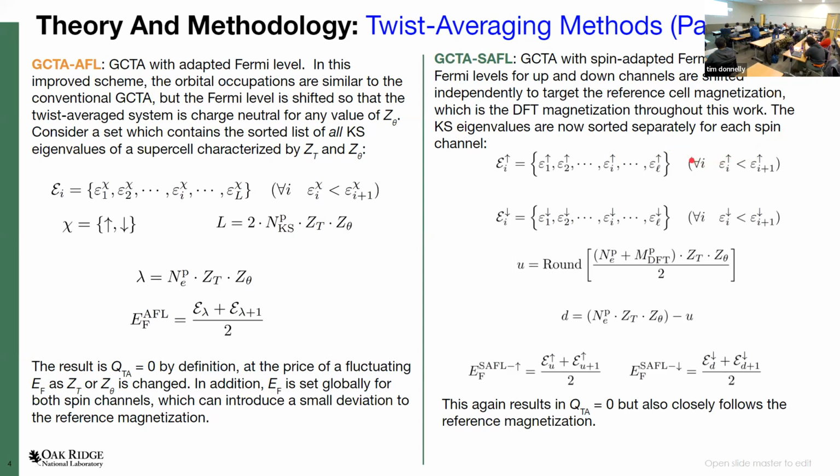So again, what you do is you sort all of your eigenvalues for up and down separately. And then again, you can come up with these indices, which again come from electron counting. And then in this case, you have the reference magnetization in your recipe. And then using those up and down indices, you can set the Fermi levels for each channel independently. This one again results in the overall twist averaged system being charge neutral, but it will also closely follow the reference magnetization.